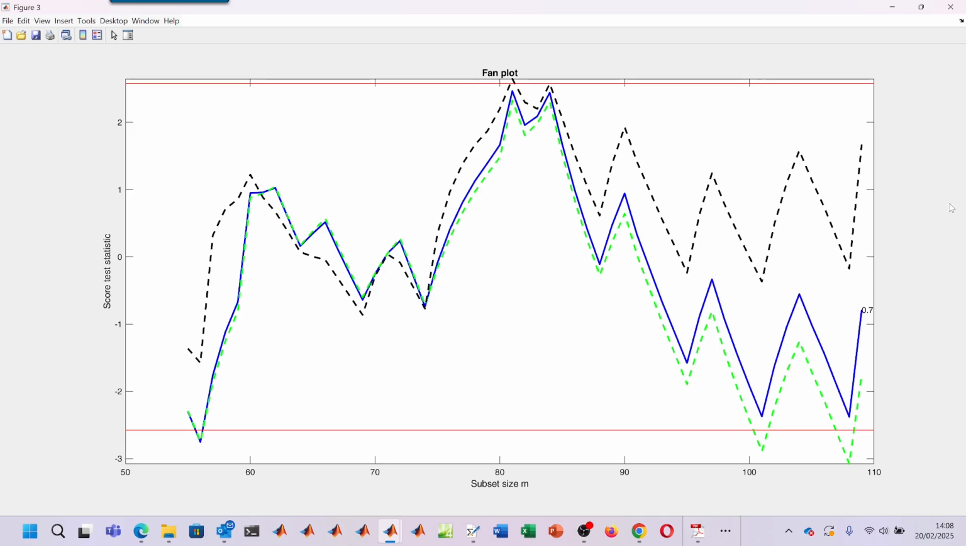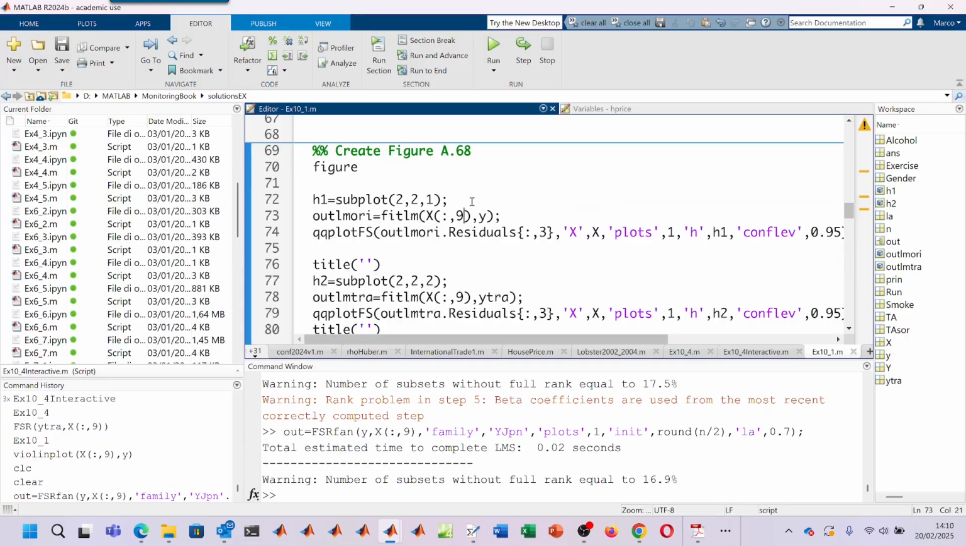The green and the blue are close together. The black is a little further apart, but all of this is happening well within the envelopes, so there is no significant evidence of a need for different transformations for the two kinds of observation. Now we want to compare, through the QQ plots, the residuals in the original and in the transformed scale.